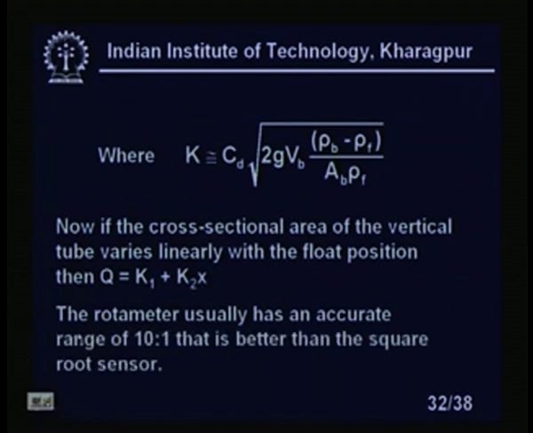The rotameter usually has an accurate range of 10:1, which is better than the square root sensor. That is quite obvious. With square root sensors, we have seen that below 25% of the maximum full scale range, the reading is very much erroneous. That is not the case with the rotameter.